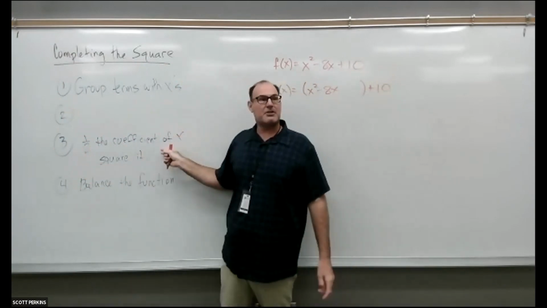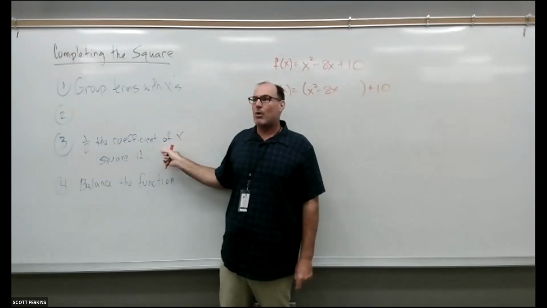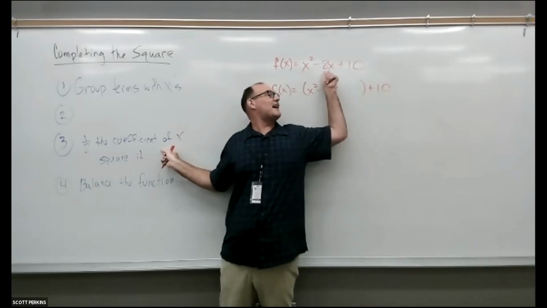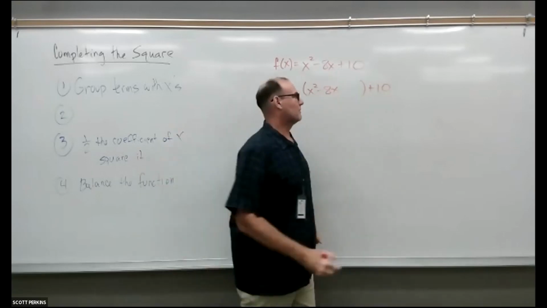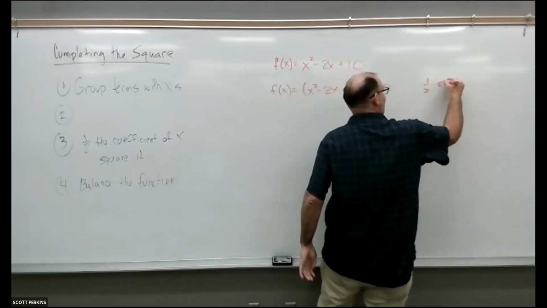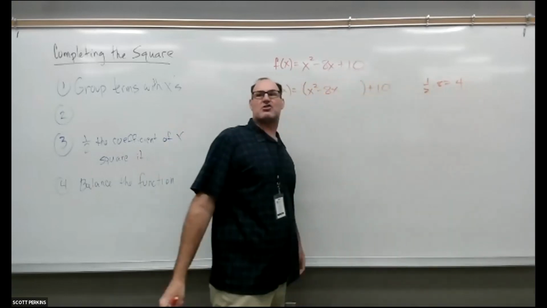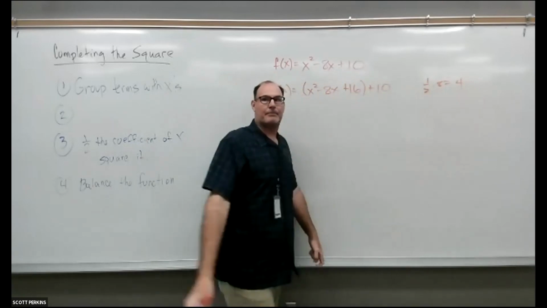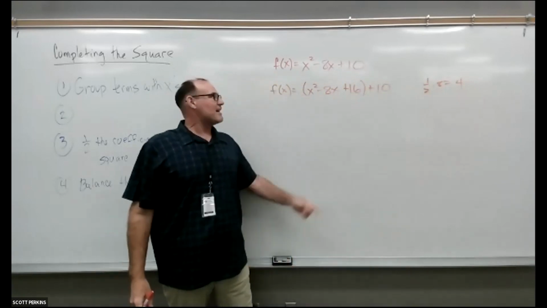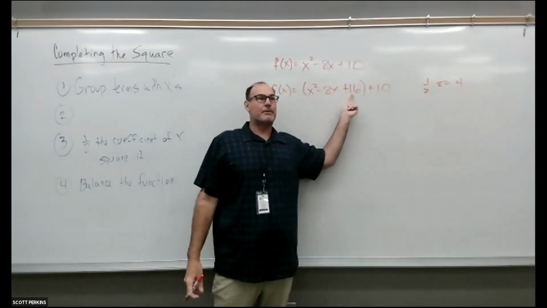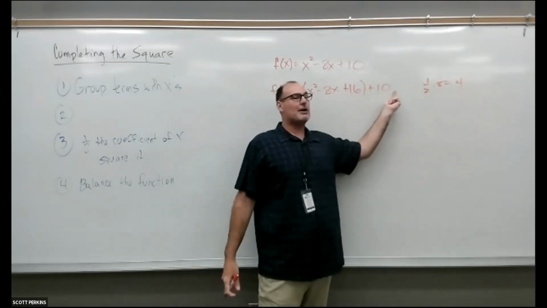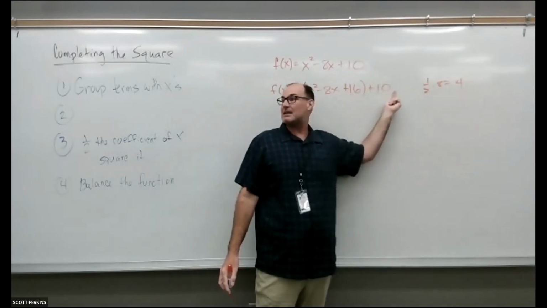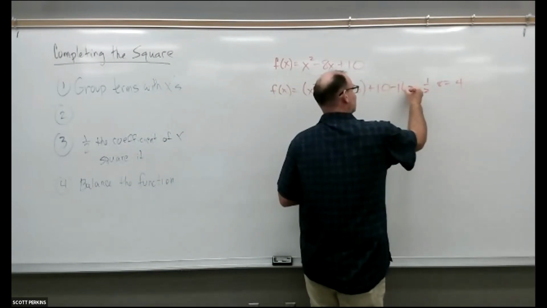Step 3, which is our eventual step 3, what's the term that I'm going to look at to take half of? The 8. What's half of 8? 1/2 of 8 is 4. What do I get when I square 4? So I'm going to add 16 right here. Now I have changed my function. So what do I have to do out here to keep my function balanced? I've got to subtract 16.